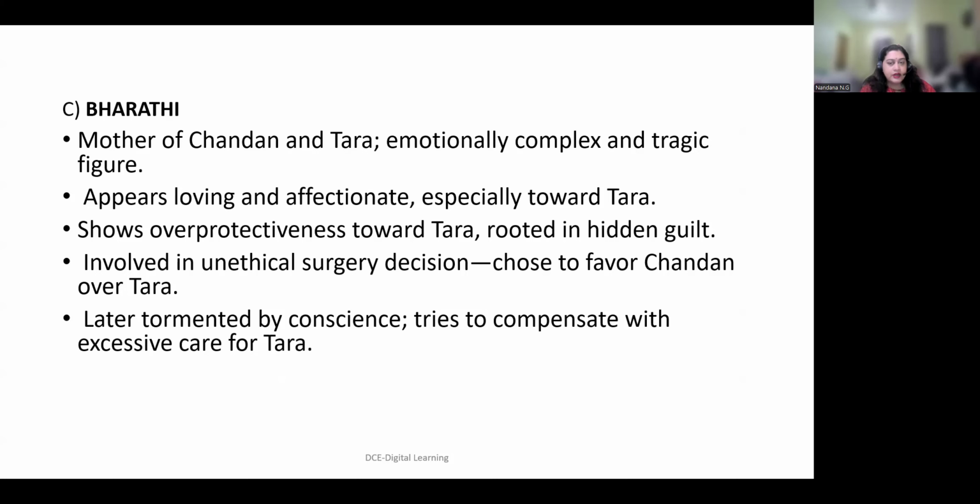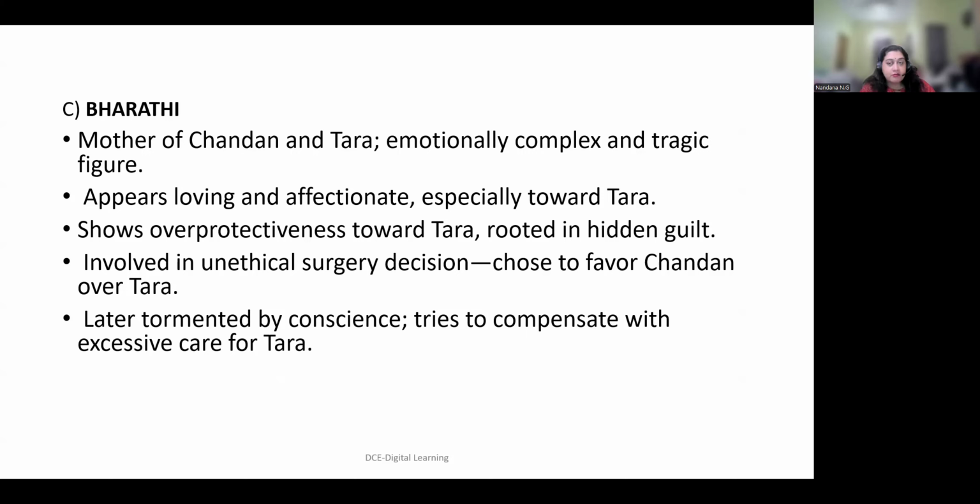She appears loving and affectionate, especially towards Tara. She shows overprotectiveness towards Tara because her actions are rooted in hidden guilt. She is involved in the unethical surgery decision, wherein it is chosen to favor Chandan over Tara. When her father makes the decision, as a mother she knows it is wrong, but yet she abides by it because she feels it is better to keep silent as her father and her husband know better. But later she is tormented by conscience and tries to compensate with excessive care for Tara.